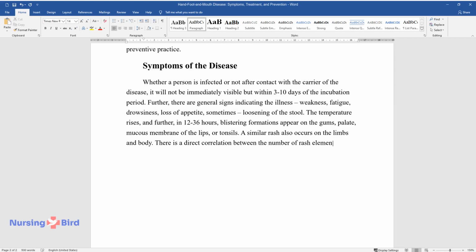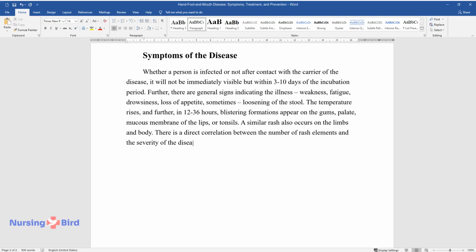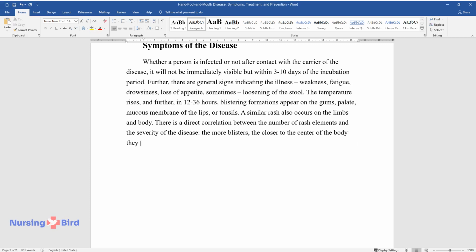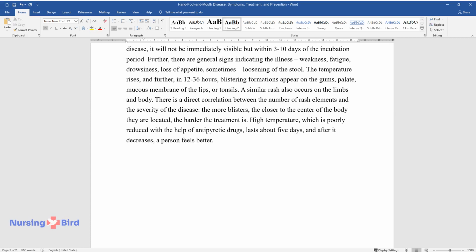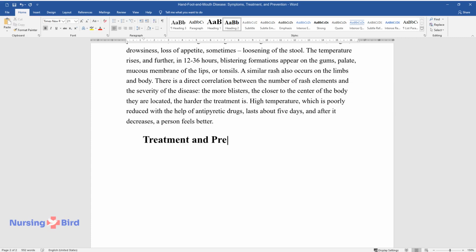There is a direct correlation between the number of rash elements and the severity of the disease. The more blisters, the closer to the center of the body they are located, the harder the treatment is. High temperature, which is poorly reduced with the help of antipyretic drugs, lasts about 5 days, and after it decreases, a person feels better. Treatment and prevention.